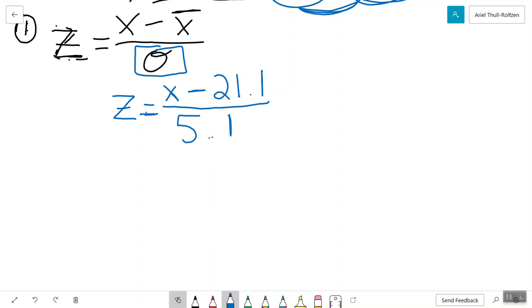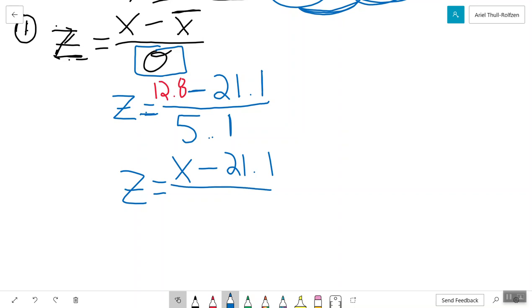Now that we have our skeleton equation and we can plug values in, I'm going to erase this x, and I'm going to put in one of my values. I am going to put in 12.8 in this one. And I'm going to come down here and do it again. I'm going to say z equals x minus 21.1 divided by 5.1. And I can take this x out as well, and I can put my other x value in, 30.5.